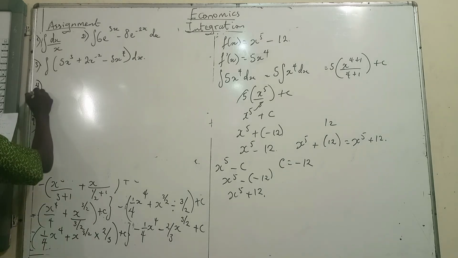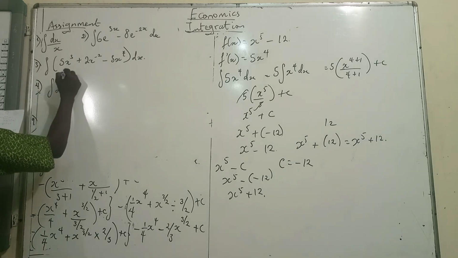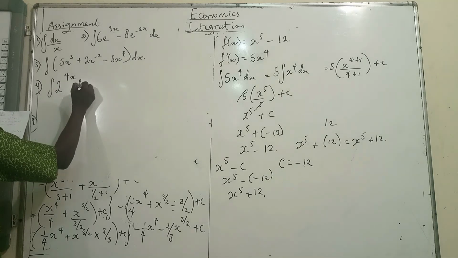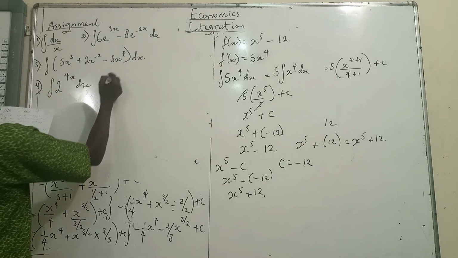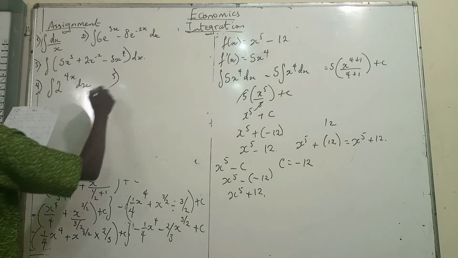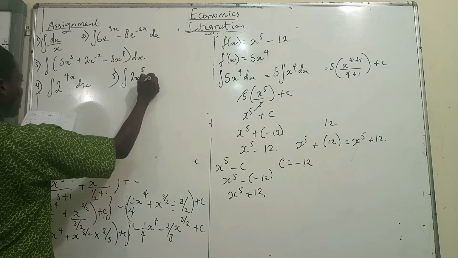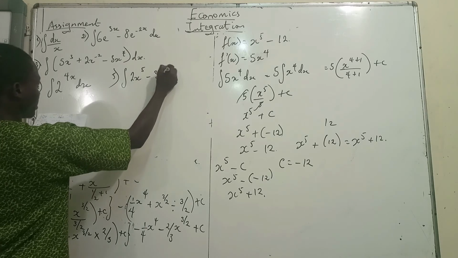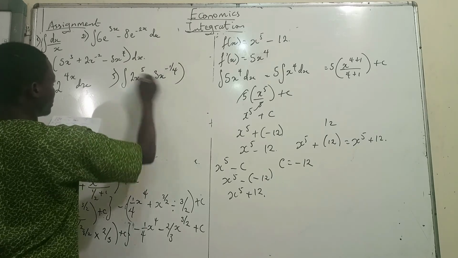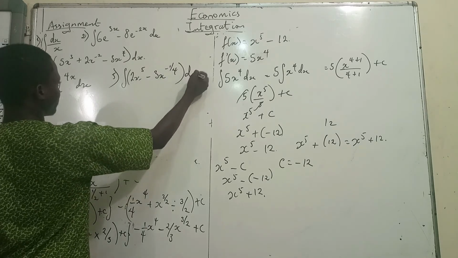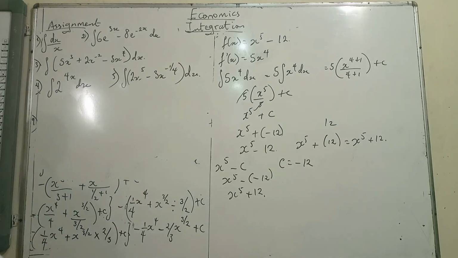Now number 4, find the integral of 2 raised to the power 4x dx. And then the 5th one, which is actually a pretty nice question: the integral of 2x raised to the power 5 minus 3x raised to the power minus 1 over 4, dx. Even if you don't do any other question, for number 5, just try to lay your hands on it and leave your answer in the comment section.